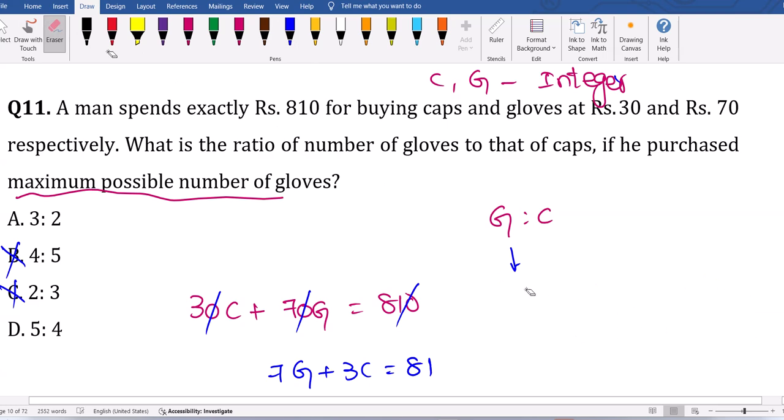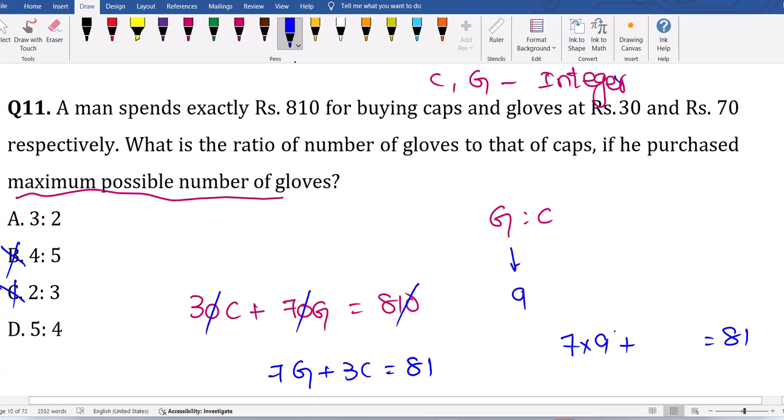No. Try for 9 and 6. This one 9 gloves. Okay, this is trial and error. I have to make sure this is divisible by 3. Yeah, I think this will satisfy. If I take 9 gloves, 9 times 63. Here this is 81. 81 minus 63, you got 18.